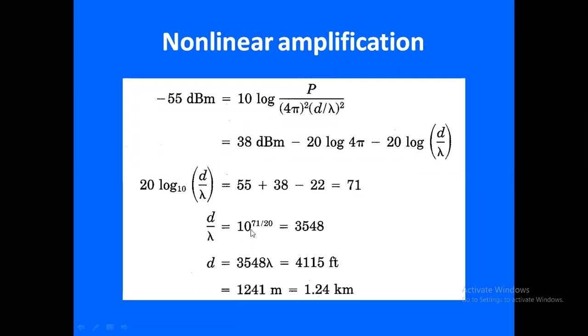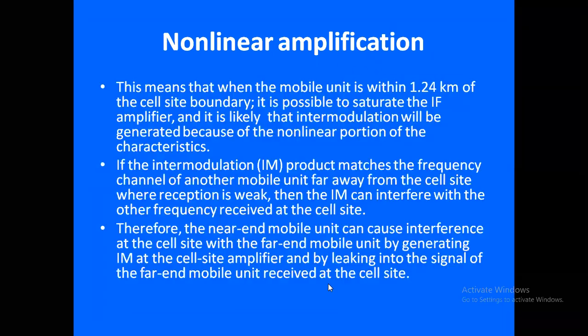So D by lambda will be 10 to the power 71 by 20, which is equal to 3548. So D will be 3548 lambda, which is nothing but 4115 feet. If we convert the feet into kilometers, D will be 1.24 kilometers. So for non-linear amplification to take place, the minimum distance required is 1.24 kilometers.